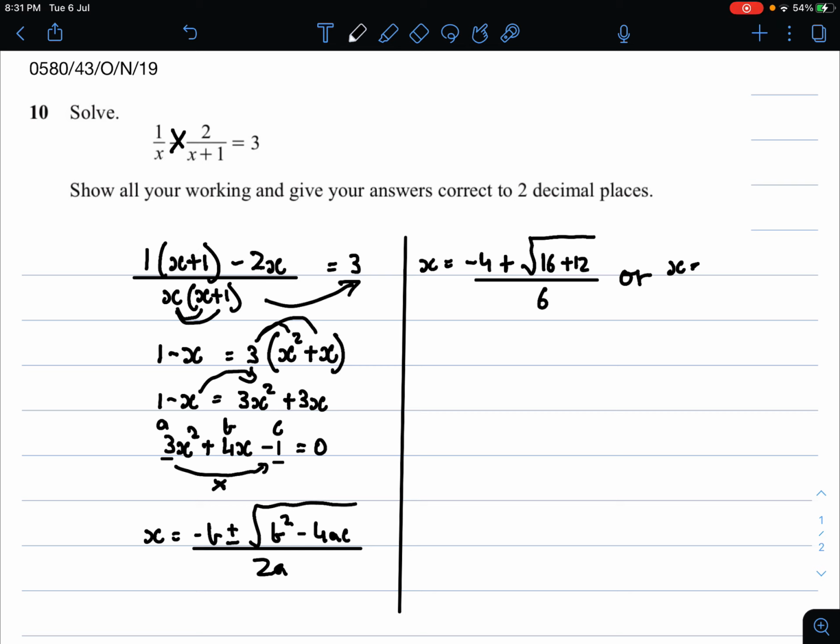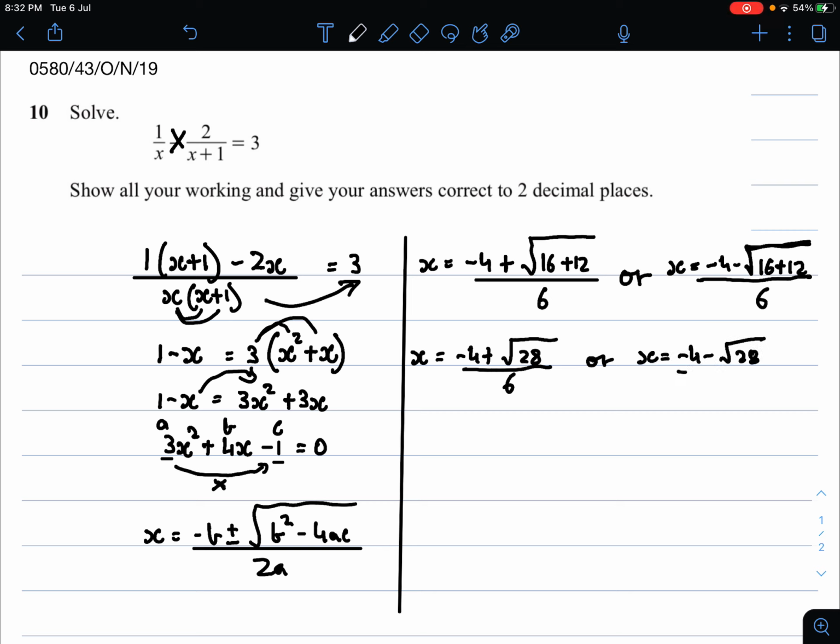Or x is equal to the second scenario where you keep a minus sign in between the root and the minus 4. And the rest of the calculations will be the same, whole thing divided by 6. So you can simplify this as minus 4 plus root 28 divided by 6, or x is equal to minus 4 minus root 28 divided by 6.